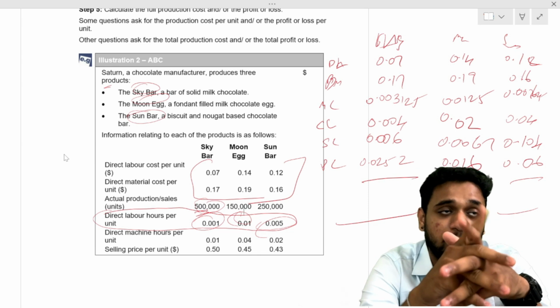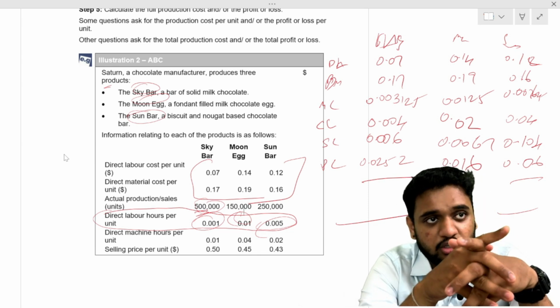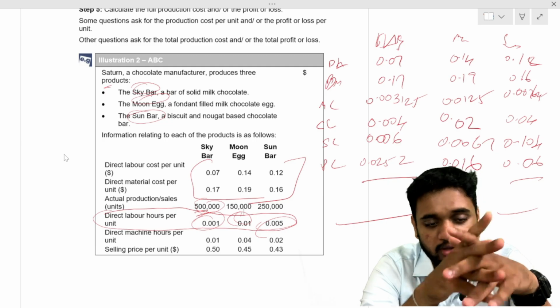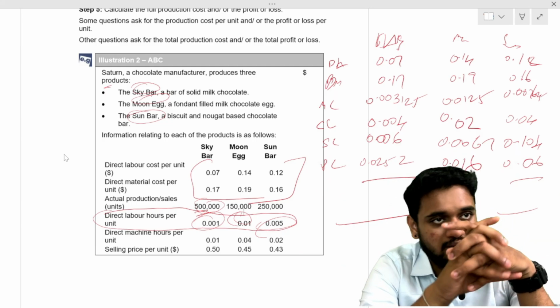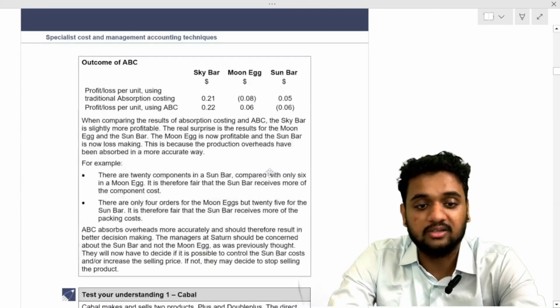Now in the question, they'll ask you to find both using traditional absorption costing and using ABC costing. Both they will ask to find out. In this, they are asking for ABC costing. I will give you exactly 10 minutes time. Try to do it in the same way. Understood? Come to test your understanding question number 1.